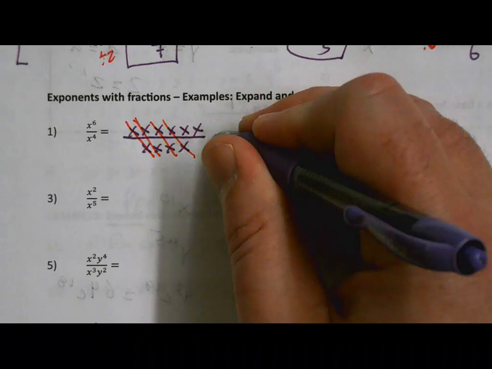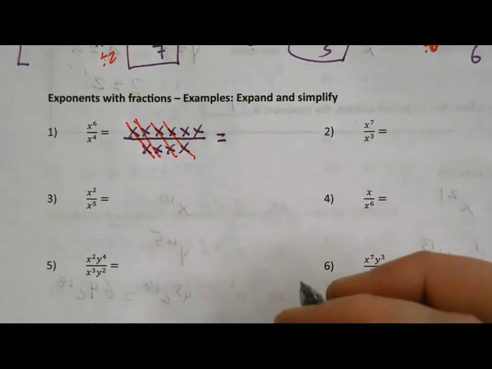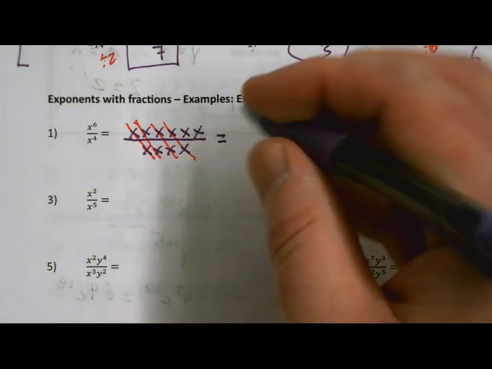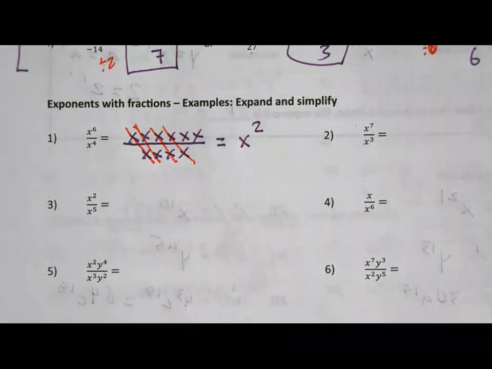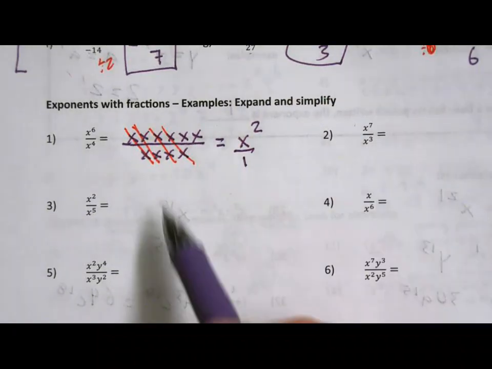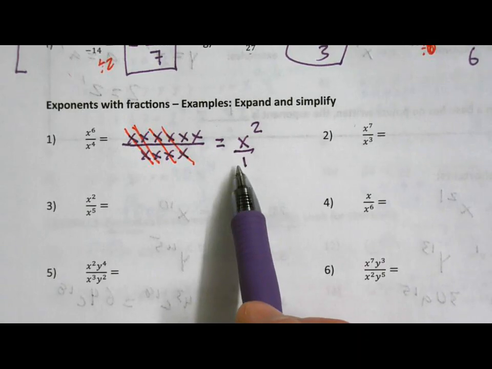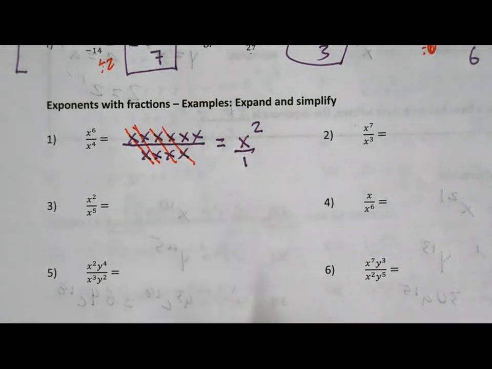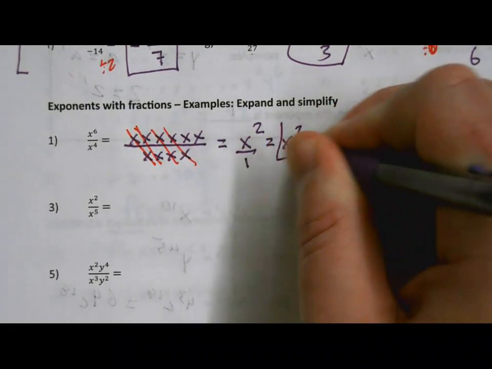So how many x's do we have left over? 2. And on the top or the bottom, where are they left over? Left over on the top, so I'm going to have x to the 2nd. Now, I could write it as a fraction and write it as x to the 2nd over 1. If everything cancels on one side of the fraction, it's a 1 down there, not a 0. It's a 1. But normally we would not put that 1 on the bottom. We would just write x to the 2nd.